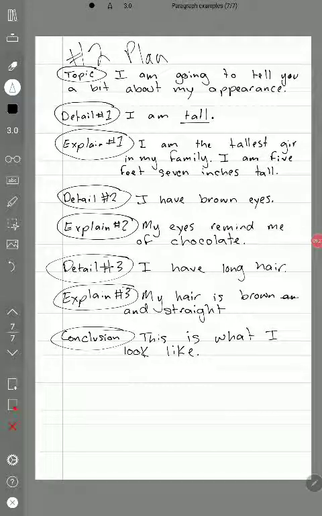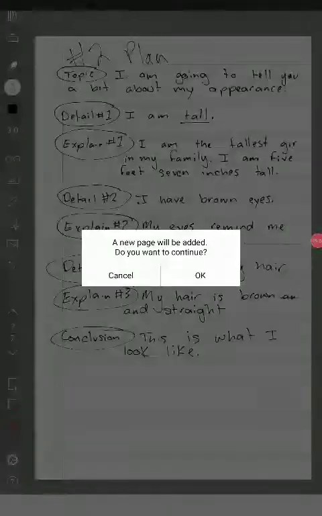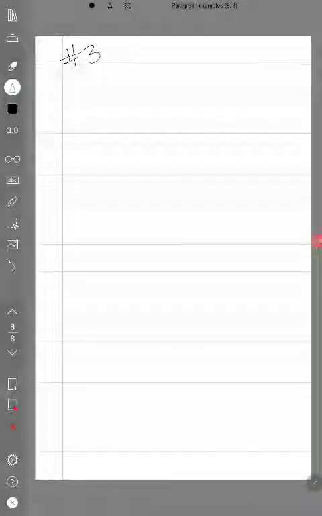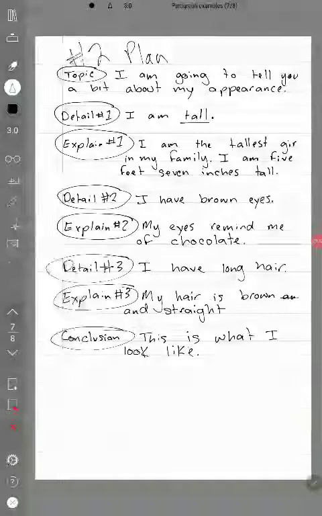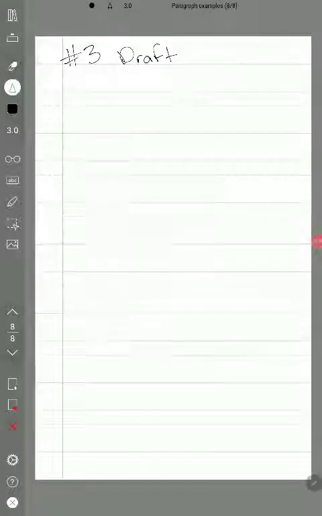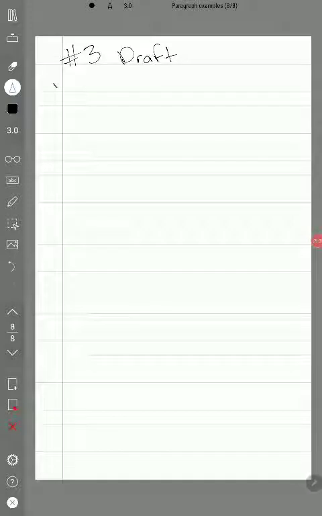Okay, that's the plan. But that doesn't really talk about the third step, which is to draft. So our draft is basically the plan, but written neater. And I like to skip lines on my draft so that I have a place to do my revising and editing. Revising means to strengthen your writing through major changes, and editing is also strengthening, but you're only fixing your spelling, your capitalization, small things.